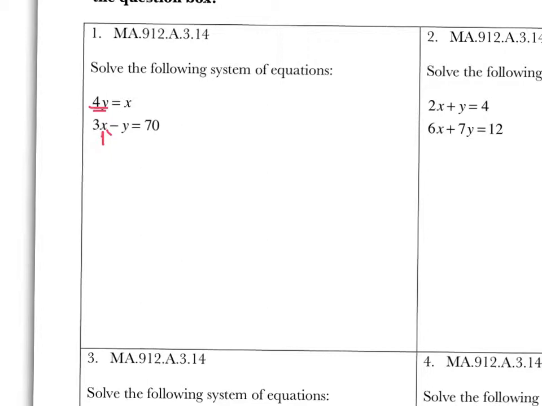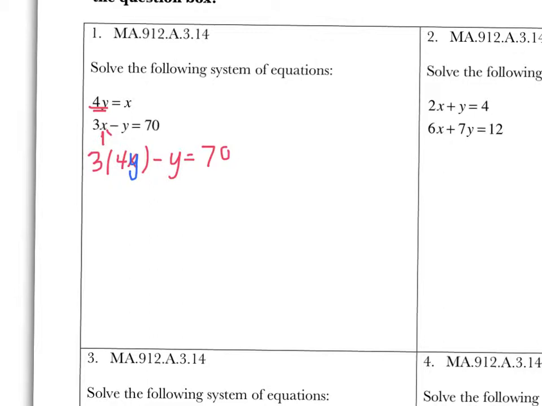Okay, so I'm going to take that 4y and I'm going to plug it in for the x in the second equation. It's 4y, right? Oh yeah, I'm sorry. This should be y, my mistake. Better? Can you guys see that?